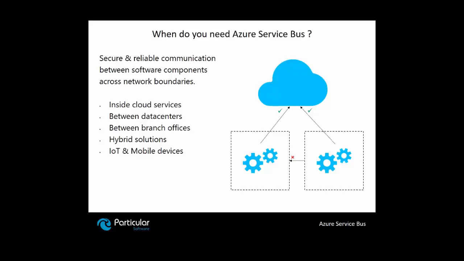And this happens quite a lot. So if you ever ran into Windows Azure itself, you know that certain cloud services have their network configured in such a way that they cannot talk directly to each other. Or maybe you may have multiple on-premises data centers which have firewalls in between, or you have different branch offices all across the globe. You have hybrid solutions that are either partly on-premises or in the cloud, or you may have solutions where there is software that you don't even know where they are. And this happens in the case of IoT and mobile devices. So in all of these scenarios, Azure Service Bus is a great technology to allow these software components to talk to each other.